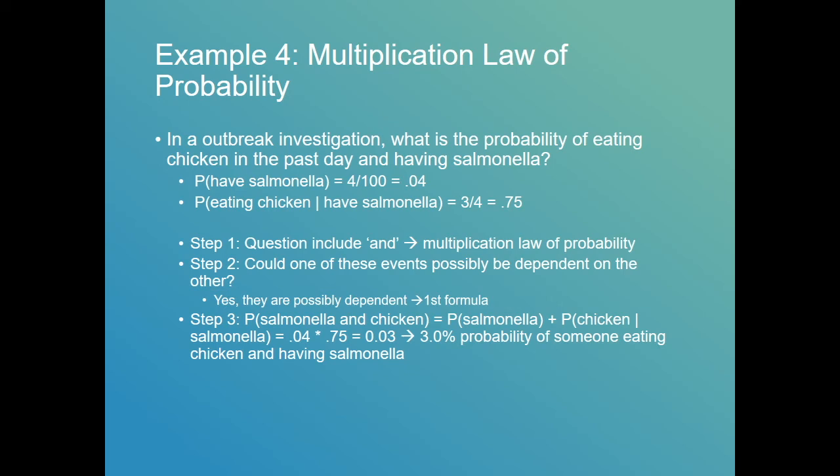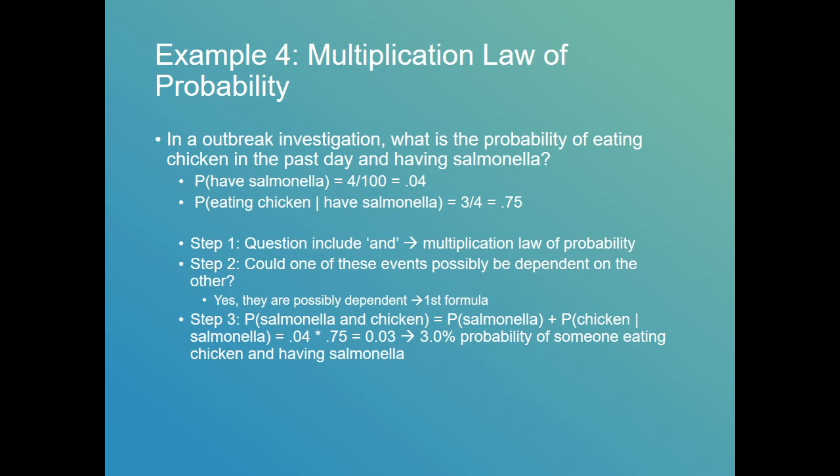Here's a more health-related example of using the multiplication law. So we have this outbreak investigation, and we want to know what the probability of eating chicken in the past day and having salmonella is. And in this example, we know that the probability of having salmonella is 4 out of 100, or 0.04, and the probability of eating chicken given that you have salmonella is 3 out of 4. So that's 0.75.